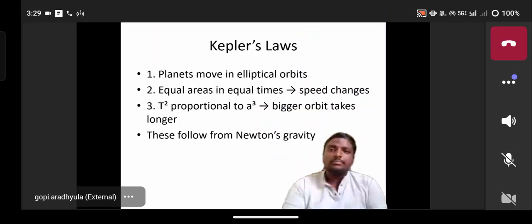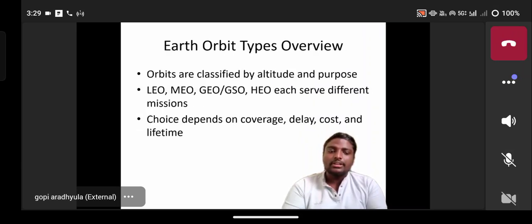Now I discuss Kepler's laws. Planets move in elliptical orbits, sweep equal areas in equal times, and speed changes. T squared is proportional to a cubed. A bigger orbit takes longer. This follows from Newton's gravity.